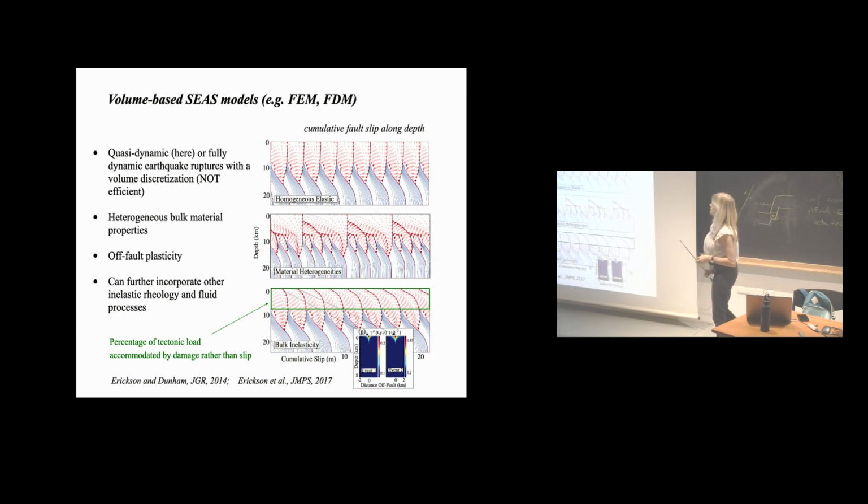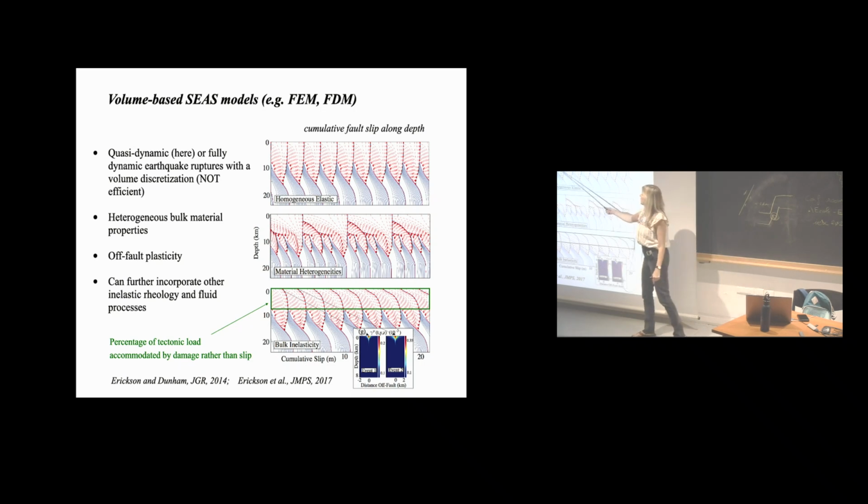Alternatively, you can do a volume-based SEAS model, for example, one based on the finite element or finite difference method. That's what my group has been working on. I'm showing slip profiles here for some of our work with a quasi-dynamic method. There are also methods for doing fully dynamic earthquake ruptures with a volume discretization. These volume-based methods are not as efficient as the boundary element-based methods because you have to discretize the whole volume, and that can lead to very large systems of equations. But when you do that, you can include heterogeneous bulk material properties, for example, sediments or off-fault inelasticity, really easily. And you can also incorporate fluid processes if you want. So these are some slip profiles from some of my work over the years.